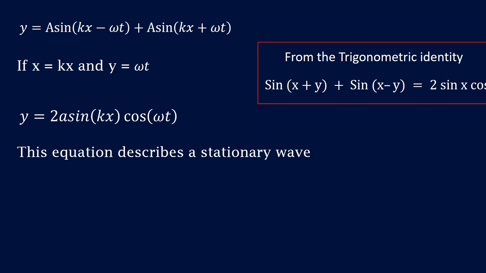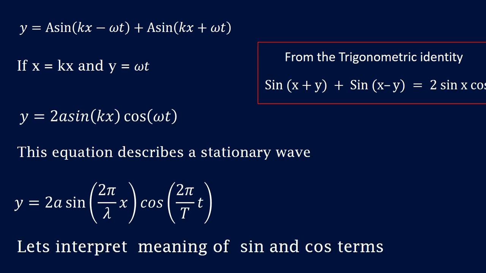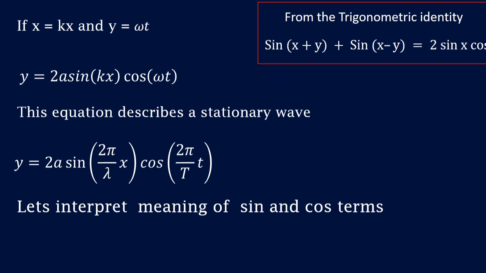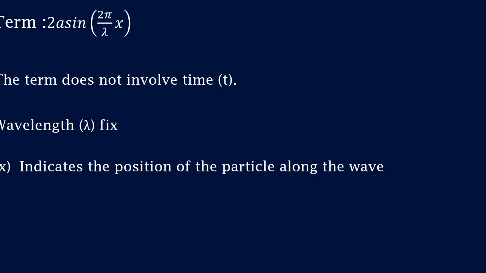This equation describes a stationary wave: y equals 2a sin kx into cos omega t. On substituting the value of k and omega, we get the equation as y equals 2a sin of (2 pi upon lambda into x) into cos of (2 pi upon capital T into small t). The sine term, 2a sin of (2 pi upon lambda into x), does not involve time.